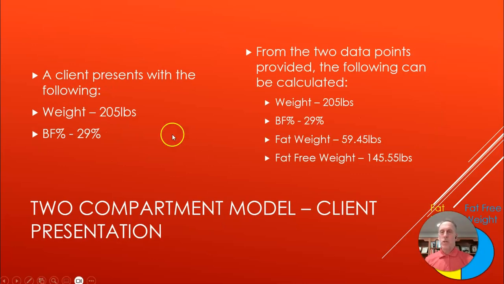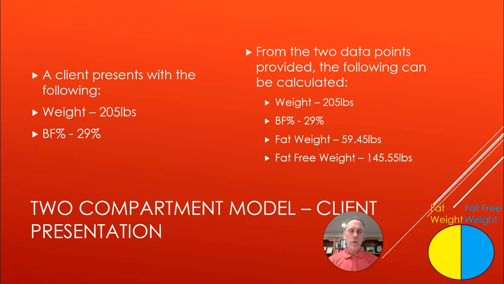So let's look at this. If a person comes in, they weigh 205 and their body fat is 29%, we can calculate that out. They weigh 205 pounds, their body fat is 29%. If we go 0.29 times 205, that gives us 59.5. They're carrying around almost 60 pounds of fat weight as they walk around all day. And their fat-free weight is 145 and a half. Pretty easy to calculate out, right?